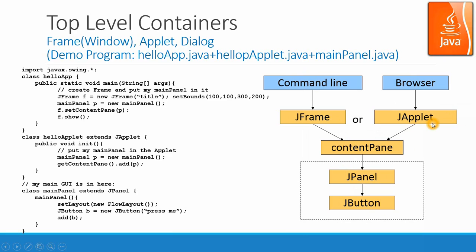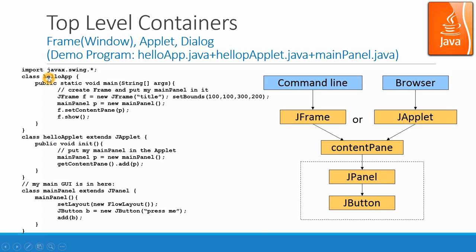We call it an applet. So HelloApplet actually extends JApplet. That's one applet being embedded into the browser. And in here, basically we create one main panel. And this main panel creates a new button called Press Me over there, and adds that into the JApplet in HelloApplet.